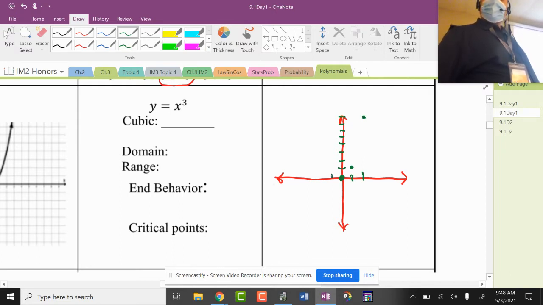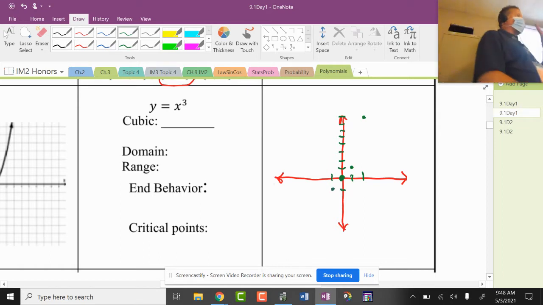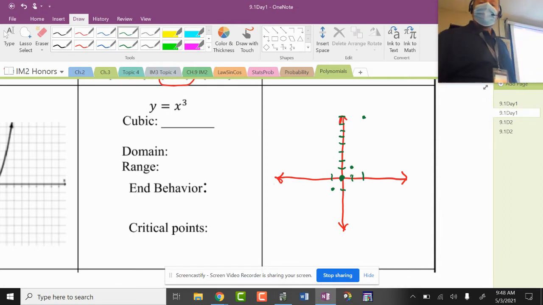And then what's negative 1 cubed? That's actually a negative 1. A negative times a negative times a negative. That's 3 negatives. 2 cancel and 1's left over. And then negative 2 cubed is negative 8.